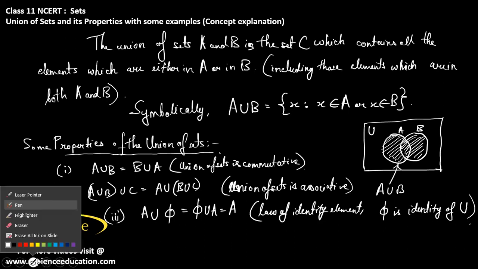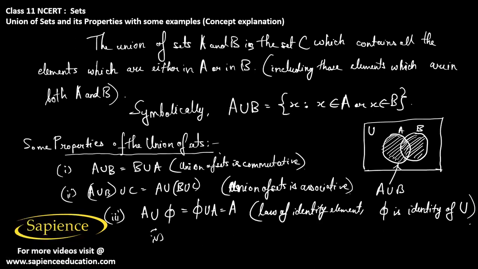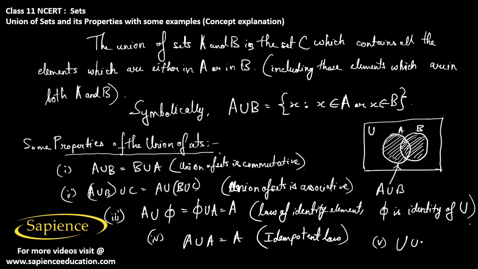Then the fourth one is A union A, that is equal to A. This is called the idempotent law for the union of sets. And then the fifth rule is that U union A is equal to U. So this is called the law of the union of sets.